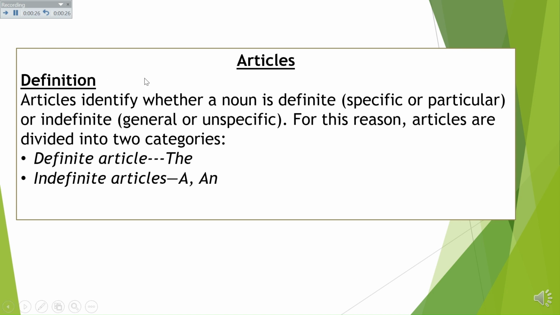So let's see what articles are. Definition: articles identify whether a noun is definite. Definite means specific or particular, or indefinite. Indefinite means general or unspecific. For this reason, articles are divided into two categories. One is the definite article, which includes the. The other category is indefinite articles, which include a and an. So let's study each of them individually.